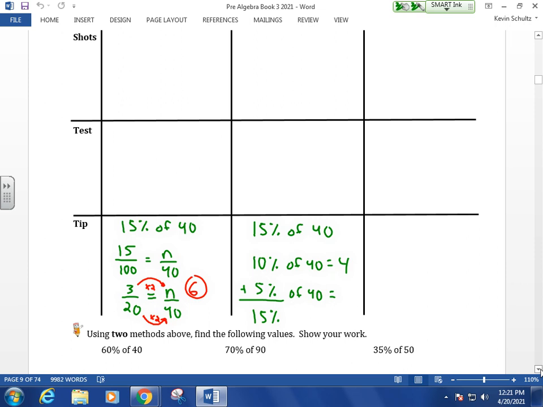Well, if 10% is 4 and 5 is half of 10, then 5% of 40 is going to be half of 4. I'll say that again. If 10% of 40 is 4 and 5 is half of 10, then 5% of 40 will be half of 4, which is 2. So 15% of 40 equals 4 plus 2, or 6. The same 6 that we got in the first method.